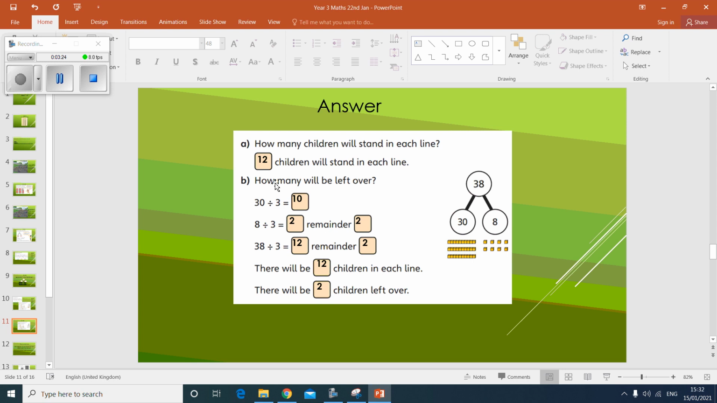So first of all then, A, we're going to leave that till the end and we're going to look at B. So 30 divided by 3 is 10, 8 divided by 3 was 2, remainder 2. So 38 divided by 3 was 12, remainder 2. We've added 10 and 2 together here to make 12. So there will be 12 children in each line, and we can now answer question A, and there will be 2 children left over.